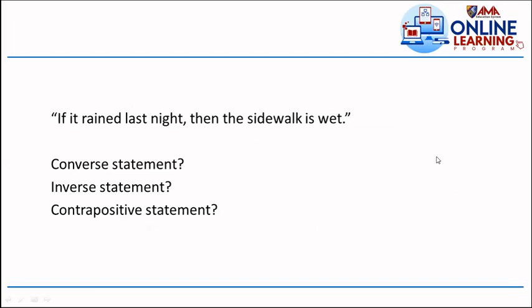Okay? For 3 minutes, no? This is our original statement. If it rained last night, then the sidewalk is wet. So this is your if-and-then statement. Both hypothesis and conclusion are true. So kindly give me the converse statement, the inverse statement, and contrapositive statement. Okay?